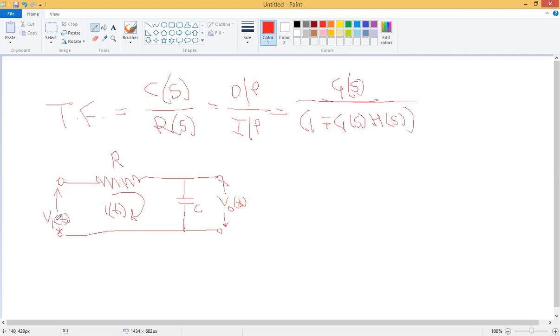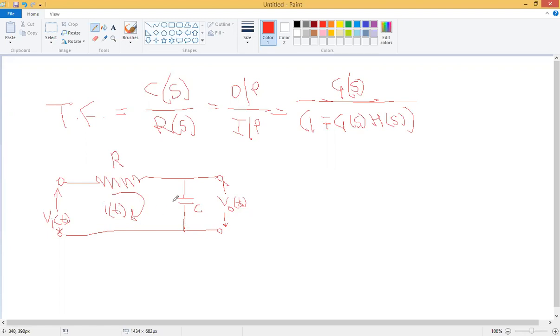Voltage Vi of t is applied. This bracket t stands for time domain. So Vi of t is applied as input. Then current I of t is flowing through the circuit. Okay, and then because of that, the voltage V of t is generated.